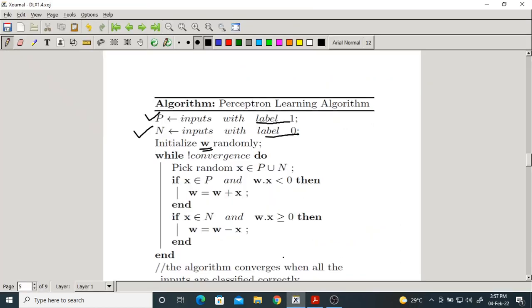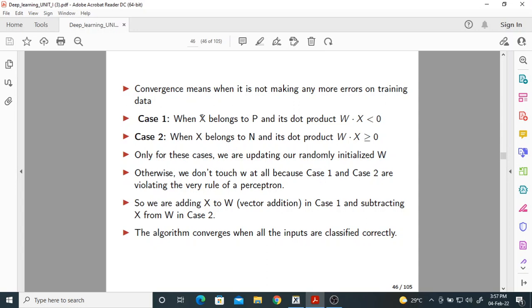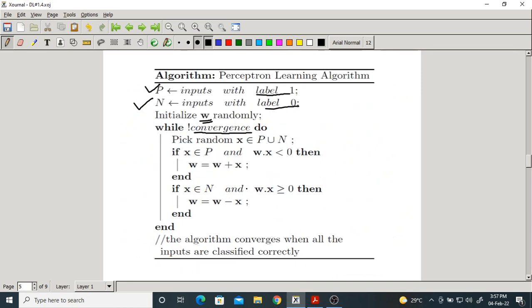So here, the first thing is, we are writing "while not convergence." Now what does convergence mean? It means that our algorithm is not making any errors on the training data. So algorithm convergence means it does not make any more errors on the training data. Okay, so this is the algorithm.